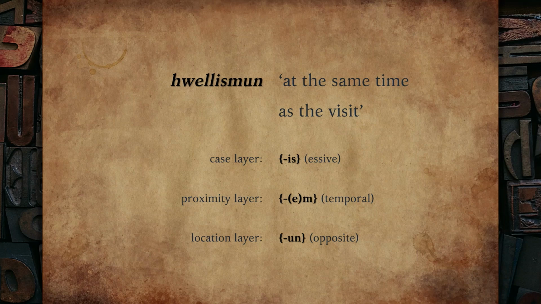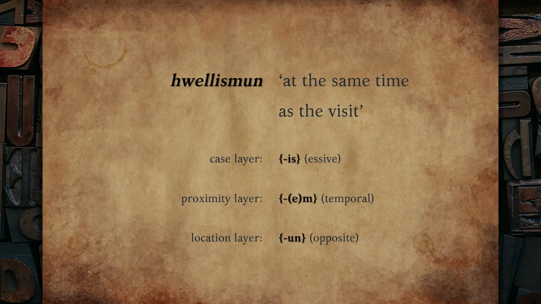Of course, in combination with the temporal proximity layer, the location layer has also a temporal meaning, but this is a metaphorical extension, right? Because many languages have location as the basic non-metaphorical meaning, and then this is metaphorically extended to also include temporal meanings, and in this case we have a temporal meaning of opposite.